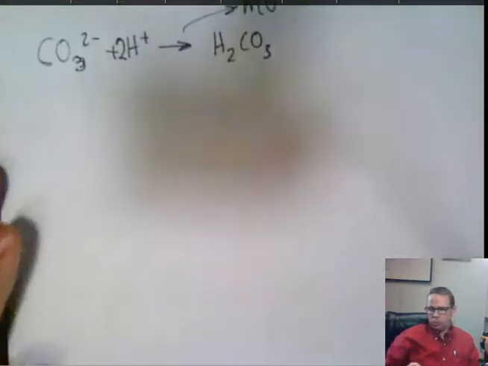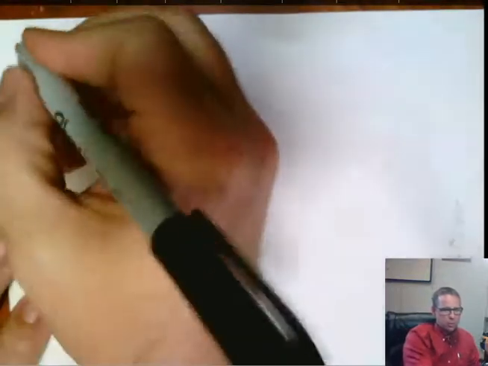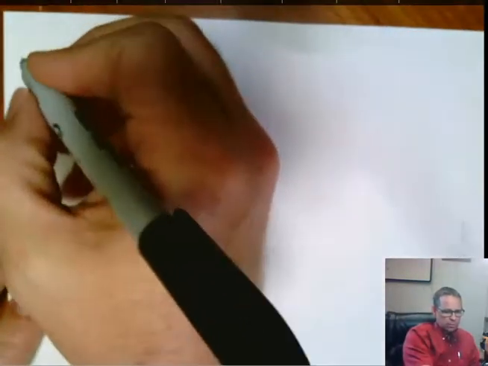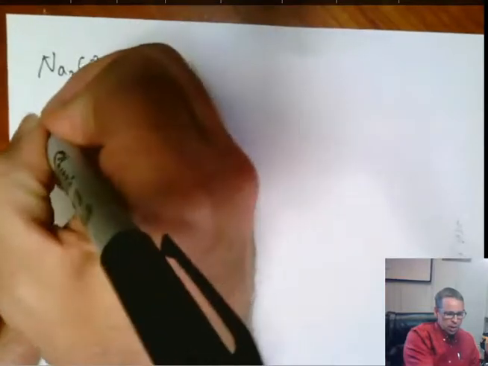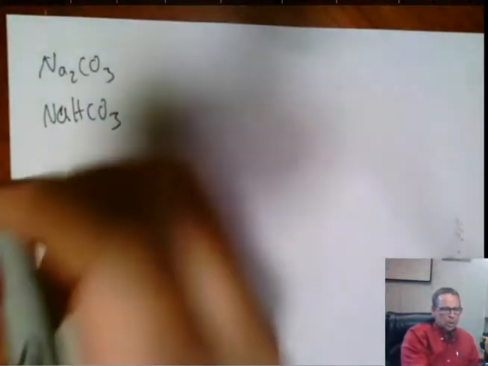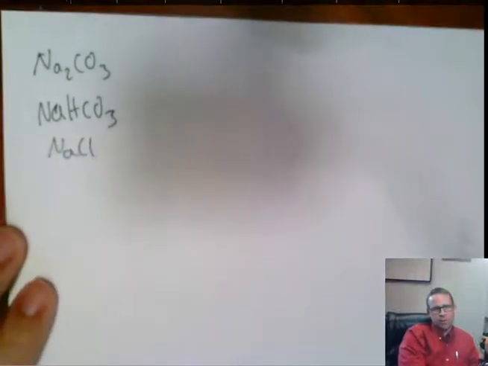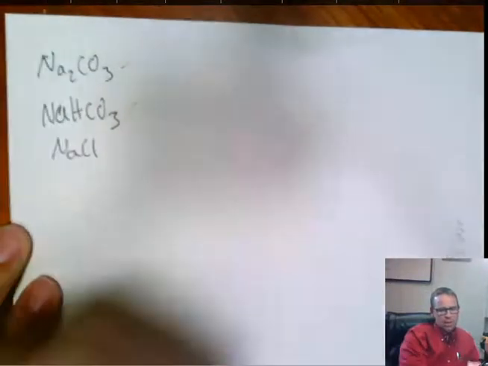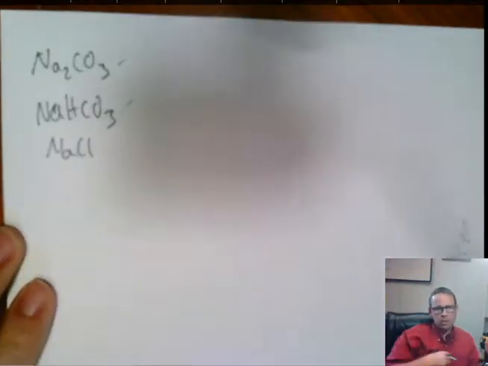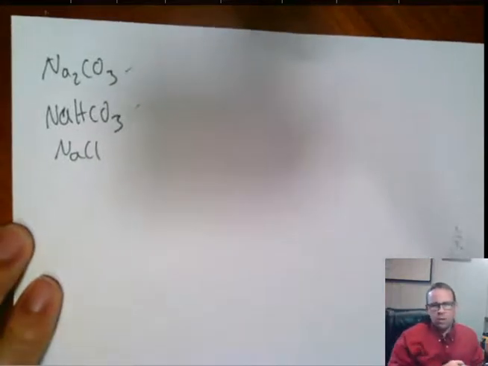But in the unknown that we're working with, we actually start with a mixture of Na2CO3 and NaHCO3. We have some sodium chloride in there, but that's just filler. We're going to find out how much of that there is simply by taking the difference of our sample mass from the found mass of those two, because sodium chloride is not being titrated in the reaction at all.